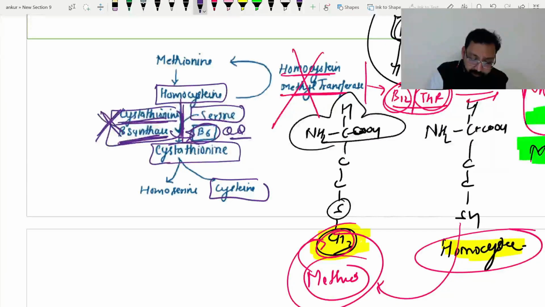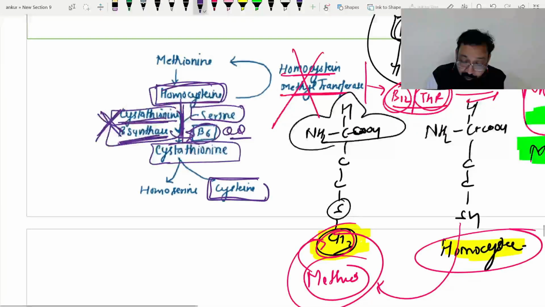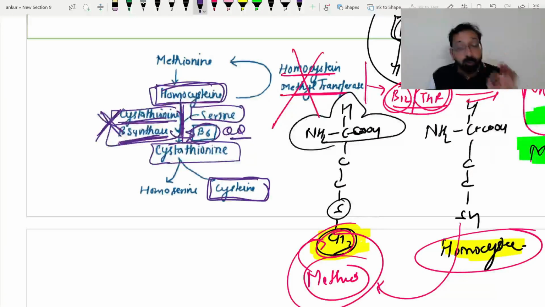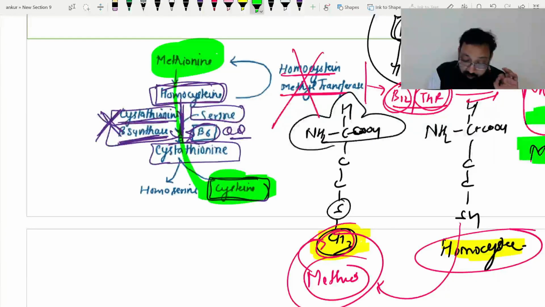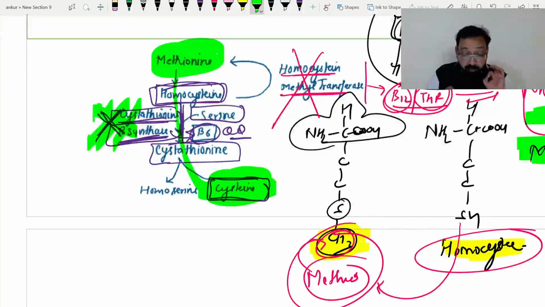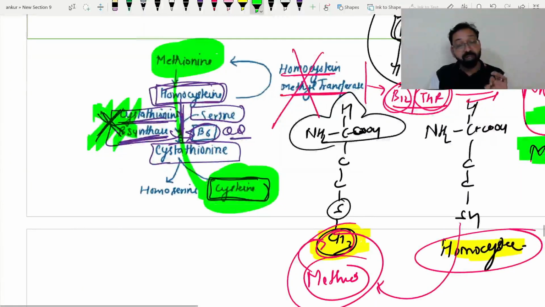But if this enzyme is deficient, homocysteine will not be metabolized. There would be homocysteinemia, and cysteine will not be synthesized. Normally in our body, methionine is converted to cysteine. Methionine is essential, cysteine is non-essential. But if cystathionine beta synthase is not working, cysteine will not be synthesized. Cysteine will become essential. Essential means it must be supplied in diet.